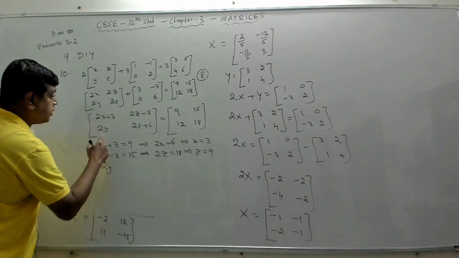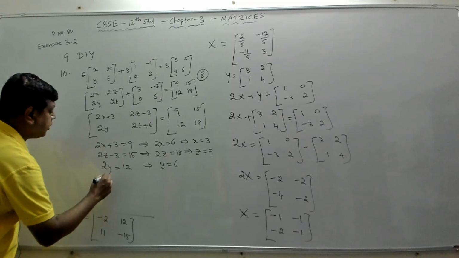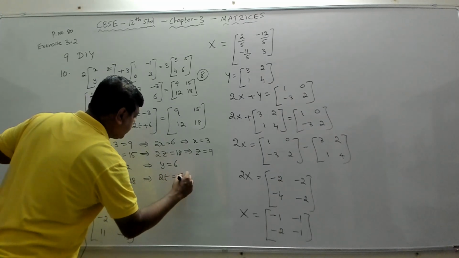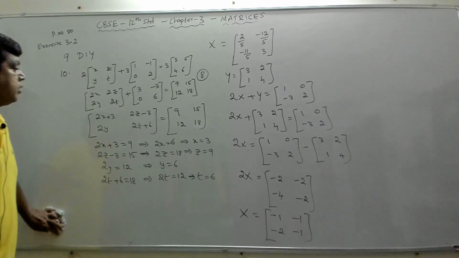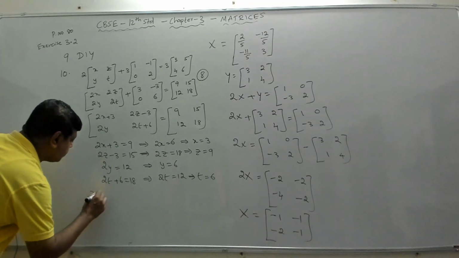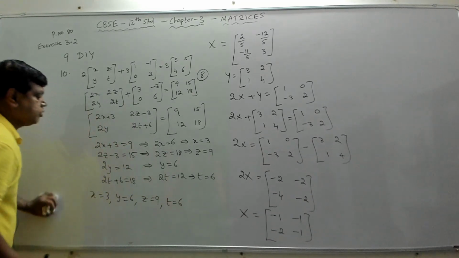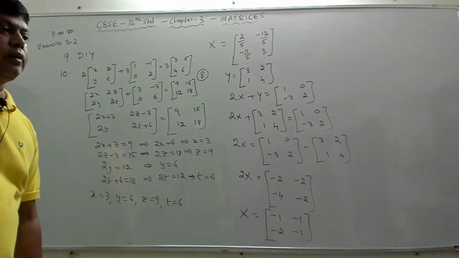Then 2y is equal to 12. That gives you your y as 6. Then 2t plus 6 is 18. That gives you your 2t as 12 again. So t becomes 6. So the values are x is equal to 3, y equal to 6, z is equal to 9, t equal to 6. So you can write it: x is equal to 3, comma y equal to 6, comma z equal to 9, comma t equal to 6. This is the value of x, y, z and t.